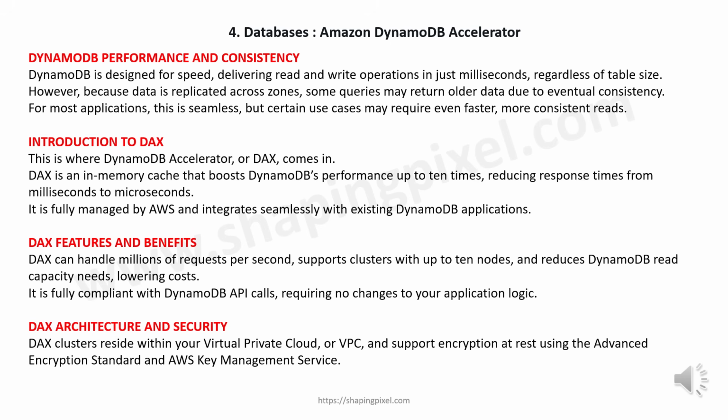DAX is an in-memory cache that boosts DynamoDB's performance up to 10 times, reducing response times from milliseconds to microseconds. It is fully managed by AWS and integrates seamlessly with existing DynamoDB applications. DAX can handle millions of requests per second, supports clusters with up to 10 nodes, and reduces DynamoDB read capacity needs, lowering costs. It is fully compliant with DynamoDB API calls, requiring no changes to your application logic.